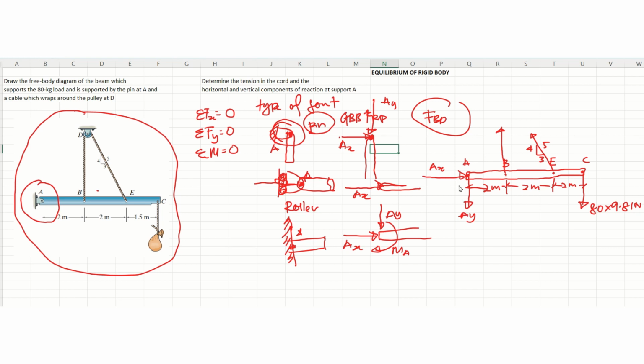We have already answered question number 1. Then the next question is to determine the tension in the cable and the horizontal and vertical components of the reactions at support A. What we need to do is put down T here, and this one also T.